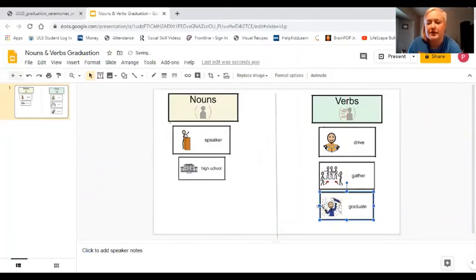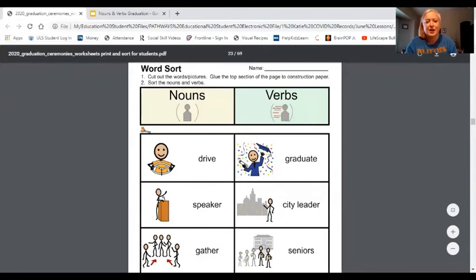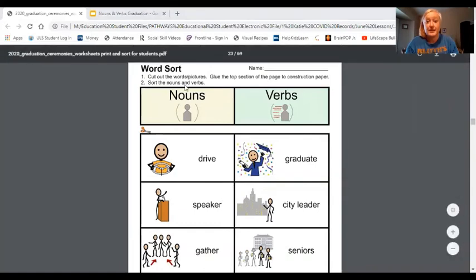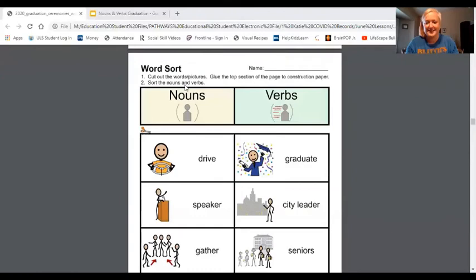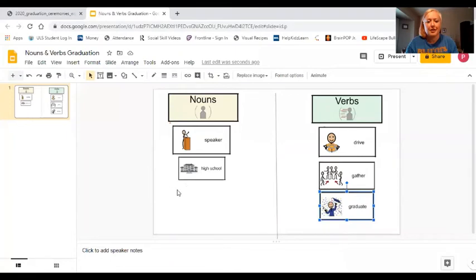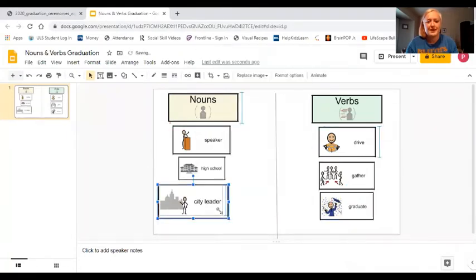And you can tell that this is an act because they're celebrating there. There's a party, so it's not just the person, it's actually the event or the thing that that person is doing. They're graduating. Next, we have city leader. City leader is a person. And we remember that people are nouns. City leader.